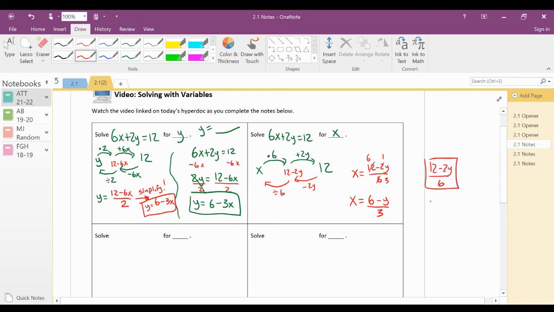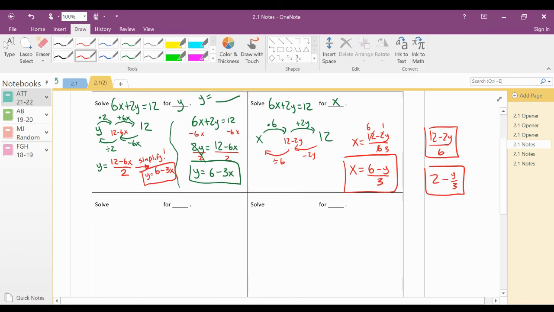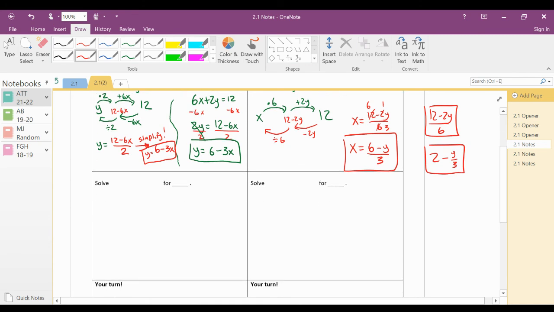You could even do 12 over 6, which is 2 minus 2y over 6, or y over 3, and leave it like that. All of those would be options here, and I think we would accept any of them for x.